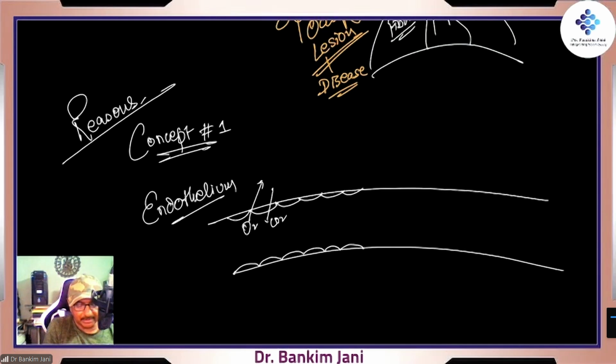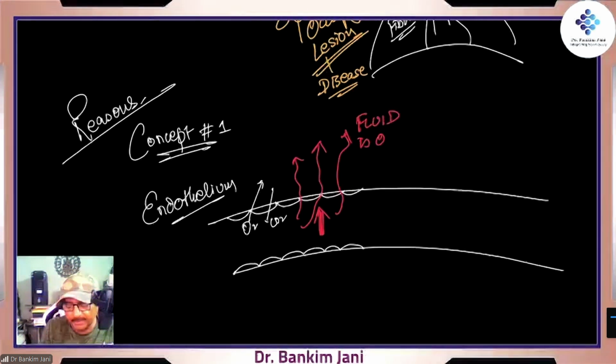And now the pressure rises. Only the pressure rises. When the pressure rises, the fluid will be going out from these spaces, but clear fluid. So the fluid is out. Because it is a plain fluid, it is called transudate. Transudate.